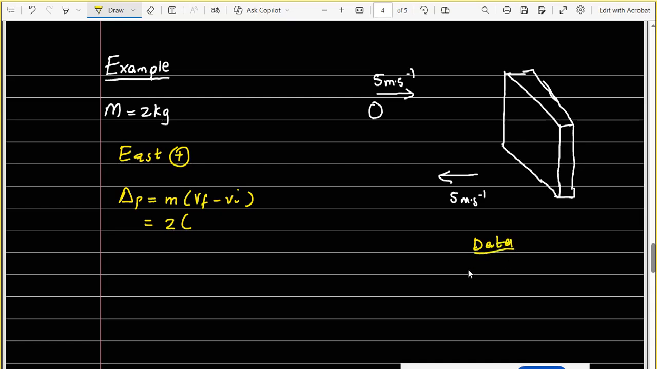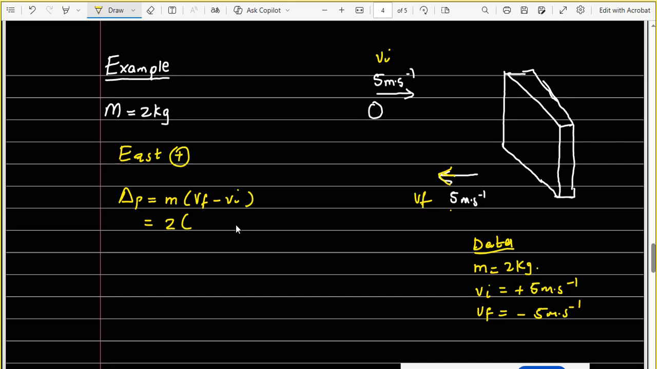Right. So in the data, the mass of the ball is 2 kg, and we set east as positive. So this will be my V initial, and this will be my V final. My V initial is positive 5 meters per second, and my V final will be negative 5 meters per second. Why? Because the V final is pointing in the opposite direction. I'm not sure if you get this, né? Yes, I get it, sir.